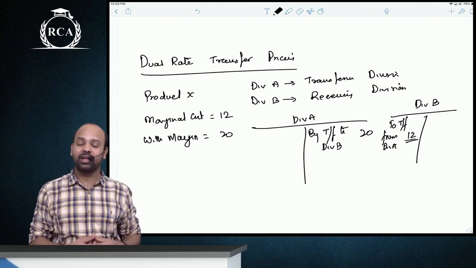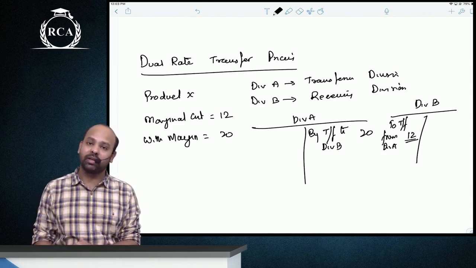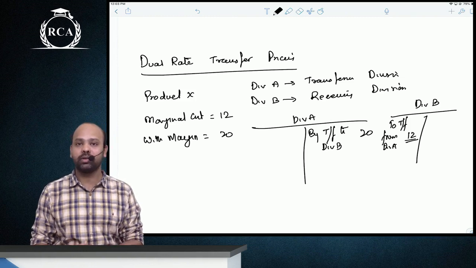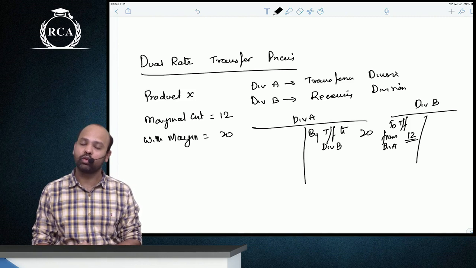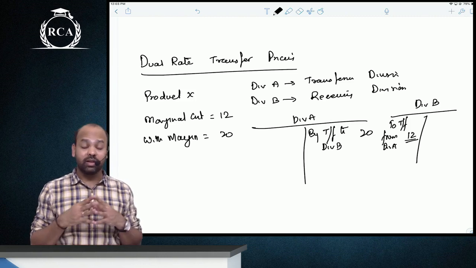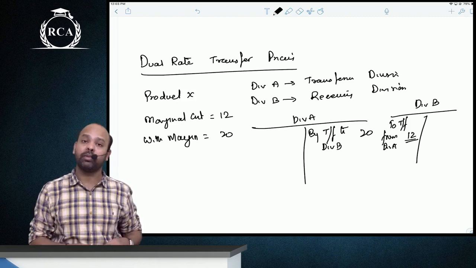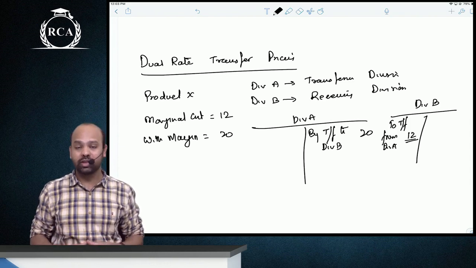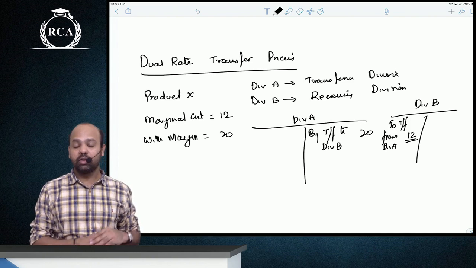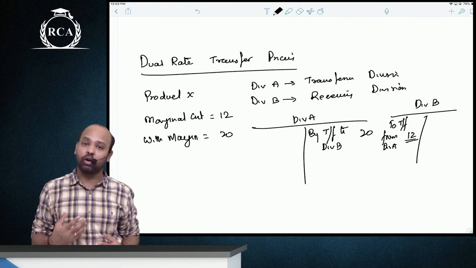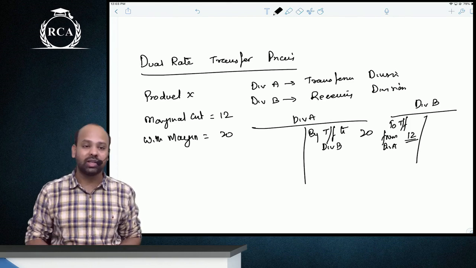Division B would debit only the marginal cost to their cost, whereas division A is getting a credit of not only the marginal cost but also a certain profit margin on that marginal cost. Now this would ensure that there is appropriate performance evaluation of both division A and division B.